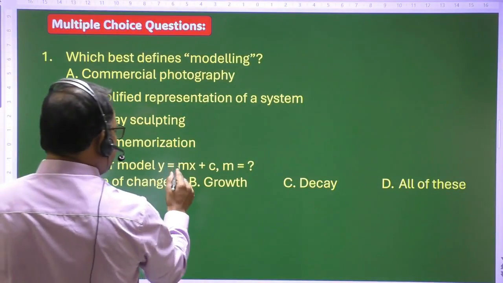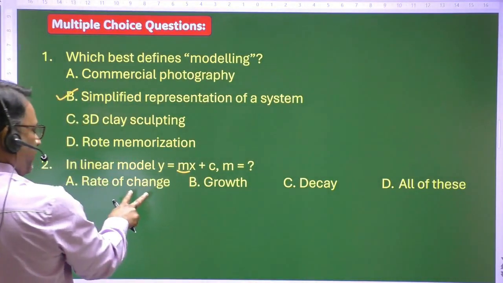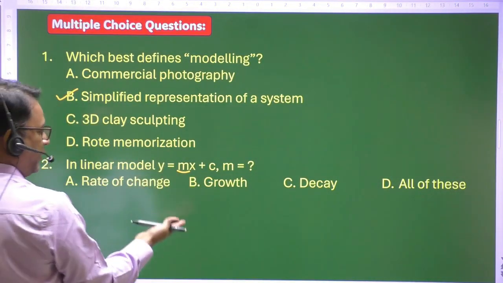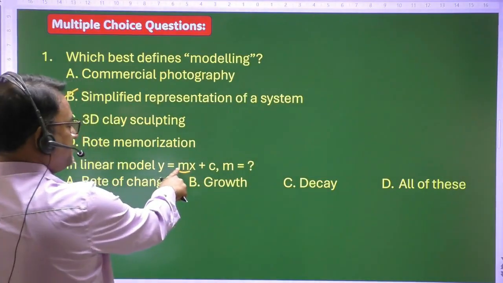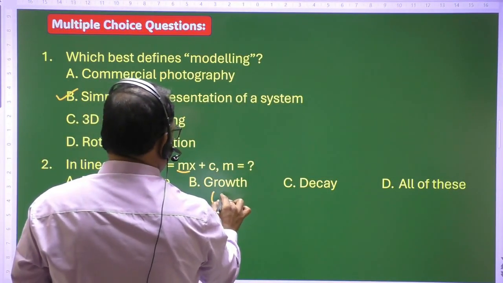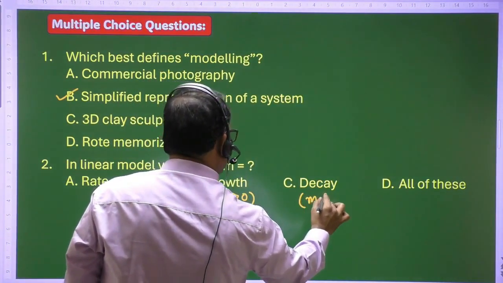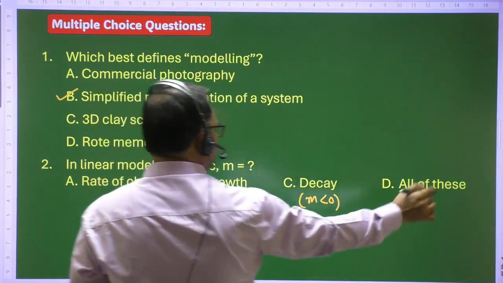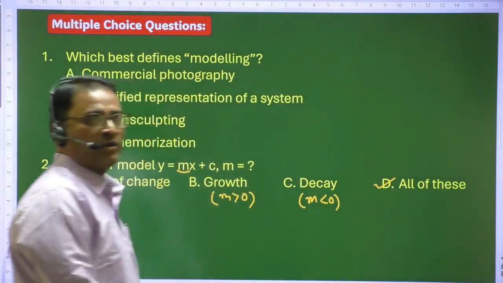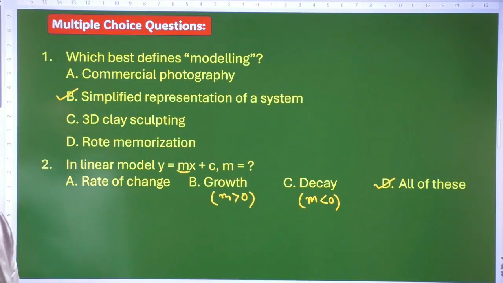Then what is this m? It is the rate of change. Obviously it is the rate of change. It may be the growth if it is positive. For the positive, m must be greater than 0. It will be decay if m is less than 0. That means my choice is D. All of the options are correct.